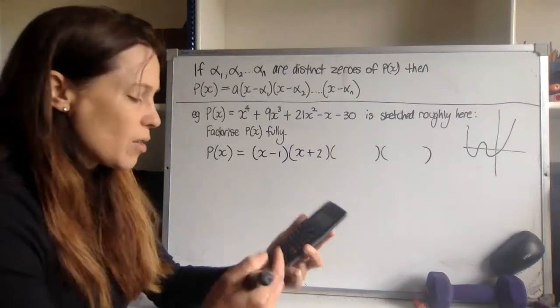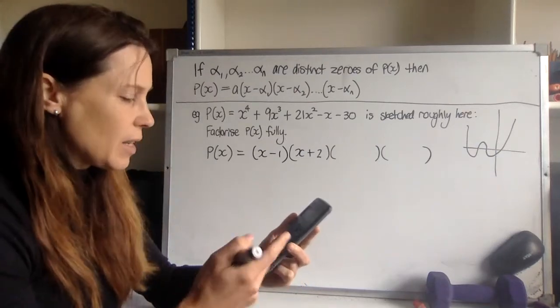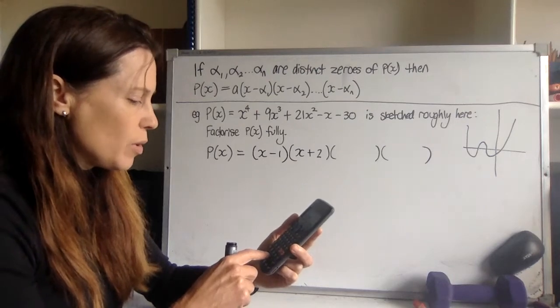So let's try 3. It's either going to be 3 or negative 3, and that will tell us what the other one is. We'll put 3 in.